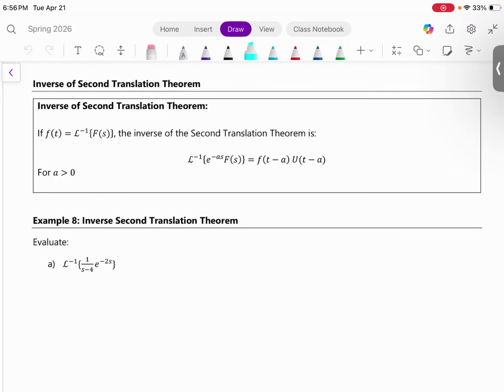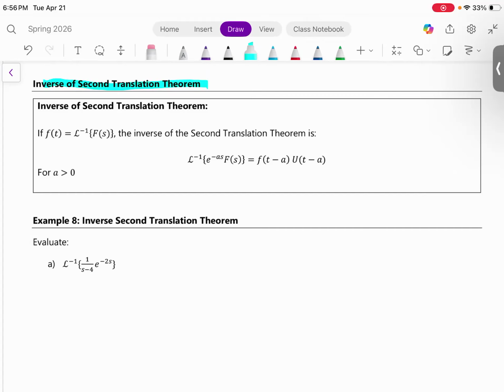In this video, we're going to take a look at the inverse of the second translation theorem. We learned about the second translation theorem and its alternative form, and now we're going to work backwards and find the inverse of it. This helps us out when we do an initial value problem, but we'll get there in the next video. So let's learn what the inverse second translation theorem is and how to apply it.